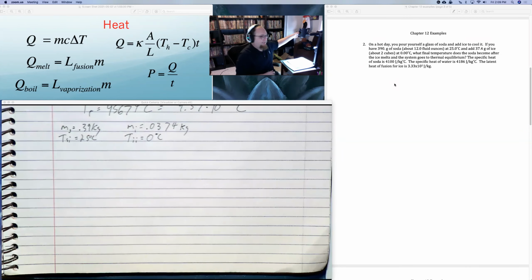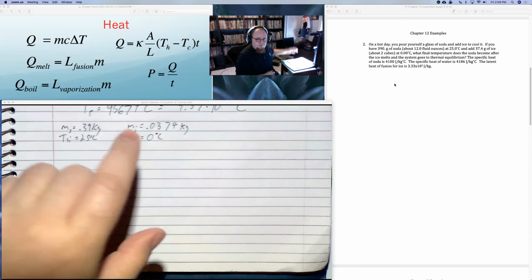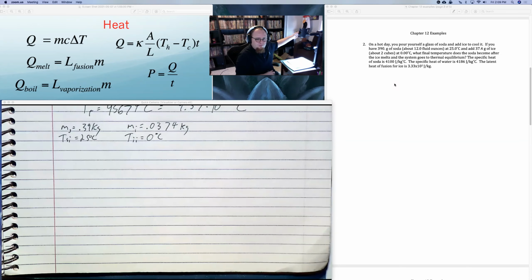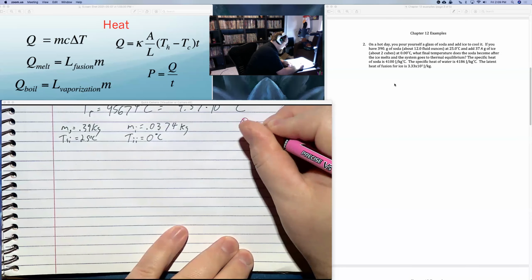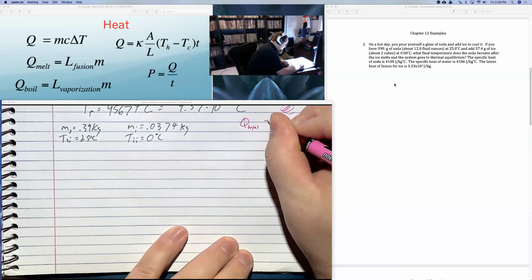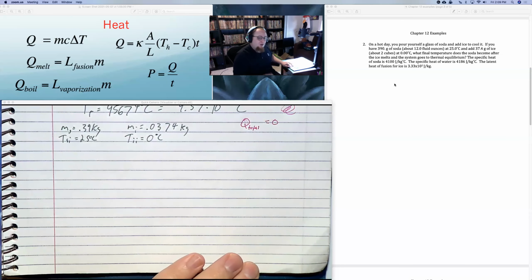And I give a bunch of constants. I'm not going to bother writing down the constants. They're written right there. Come on, focus pedal. The idea is still the same. We're still going to say Q total equals 0.